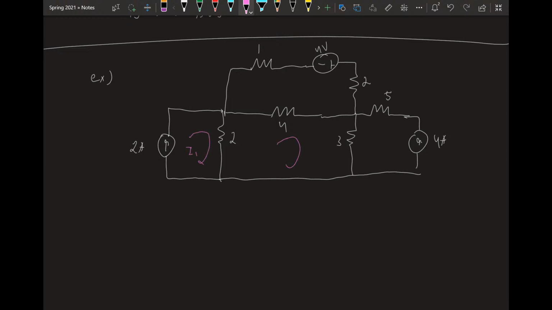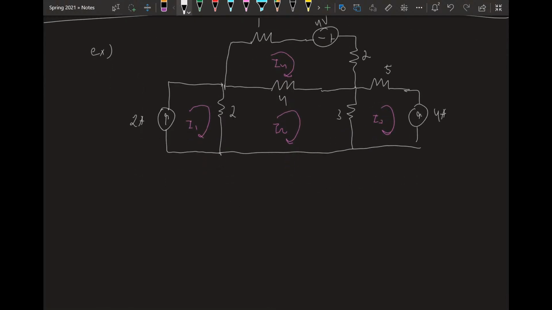I1, I2, I3, and I4. Okay, so we have our mesh currents. Let's write some system equations for them using KVL. So let's start with I1.